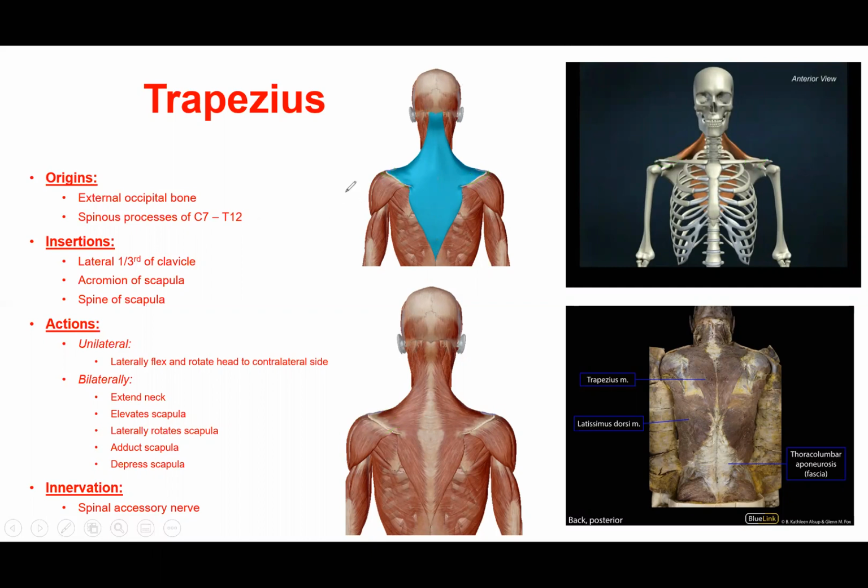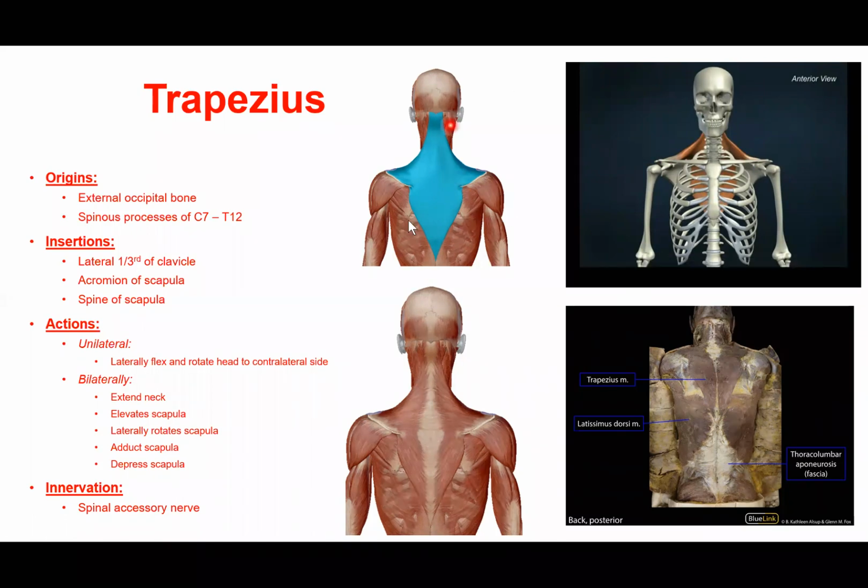In terms of its actions, unilaterally, it is going to laterally flex and rotate the head to the opposite side. And bilaterally, it's going to extend the neck, elevate the scapula, laterally rotate the scapula, adduct the scapula, and depress the scapula. And the trapezius muscle is innervated by the spinal accessory nerve.